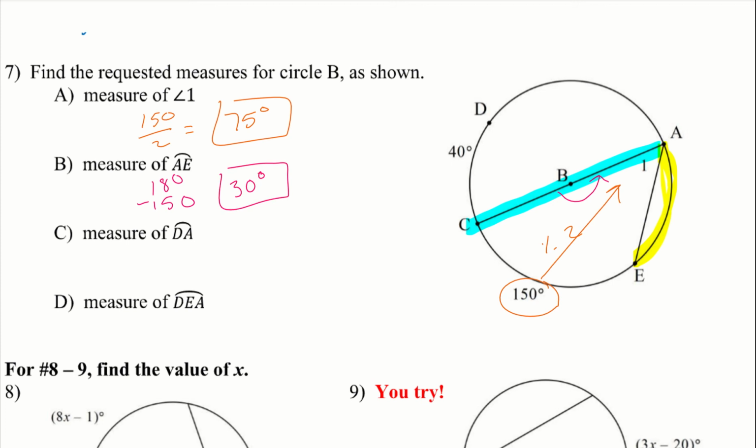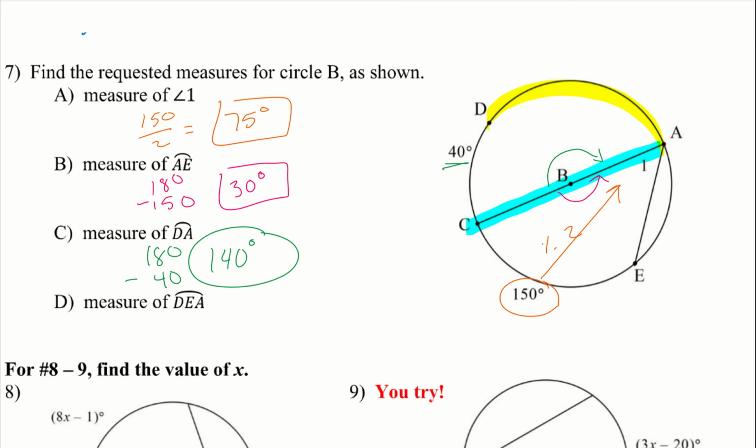All right, the measure of DA, so DA we have right here. So once again, we have this arc that is 180 degrees, and part of my arc is 40, so once again, 180 minus 40, I'm going to get 140 degrees for the measure of arc DA.